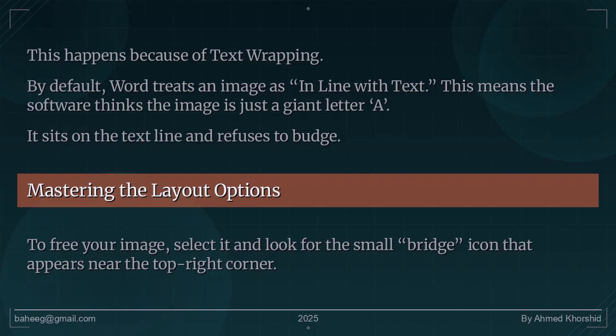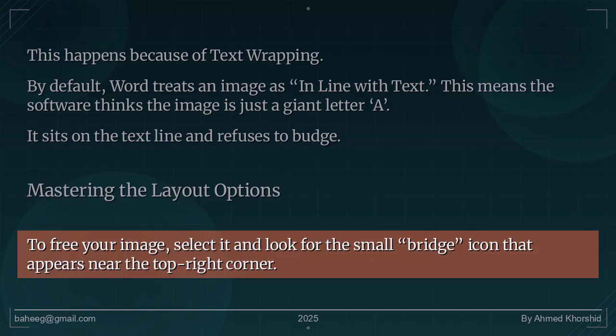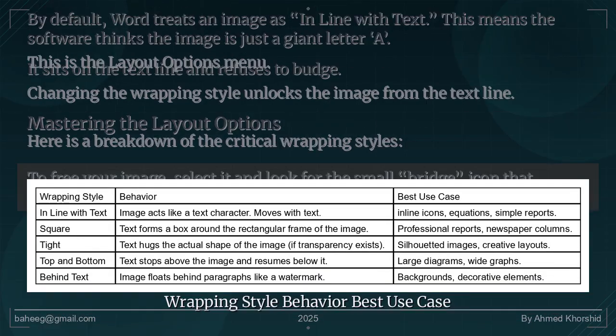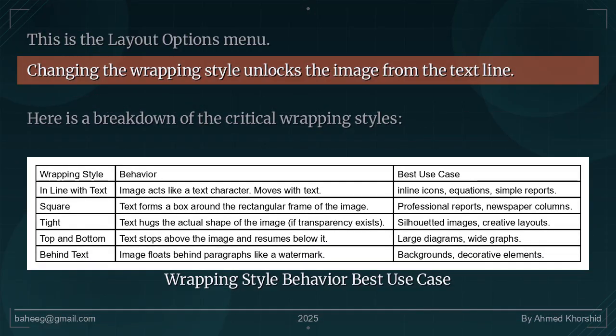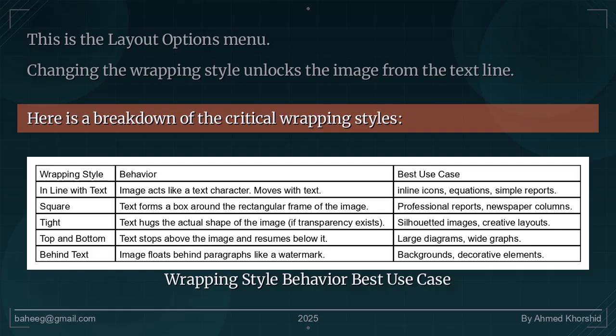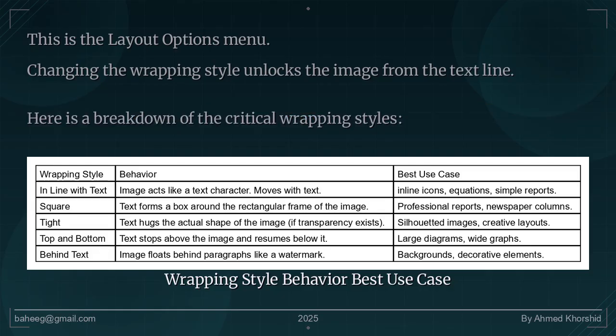Mastering the layout options. To free your image, select it and look for the small bridge icon that appears near the top right corner. This is the Layout Options menu. Changing the wrapping style unlocks the image from the text line. Here is a breakdown of the critical wrapping styles. Wrapping style, behavior, best use case.